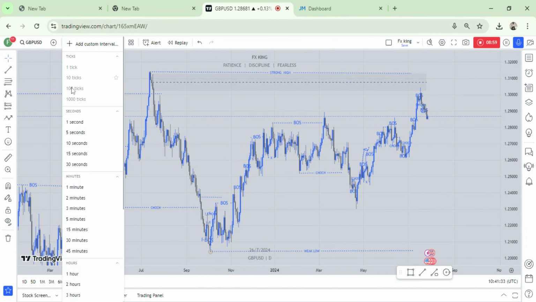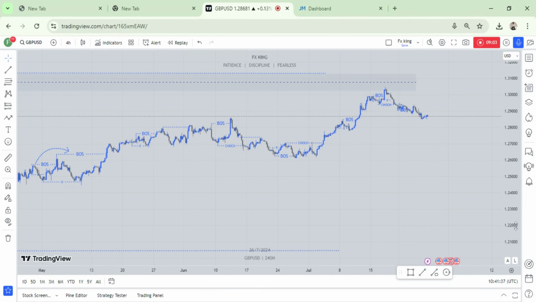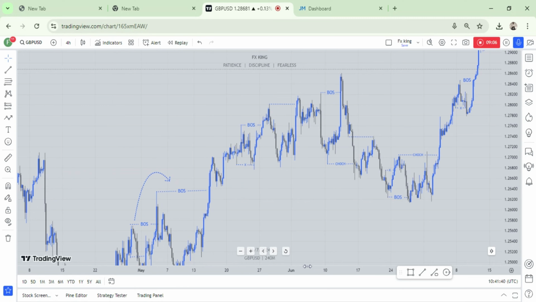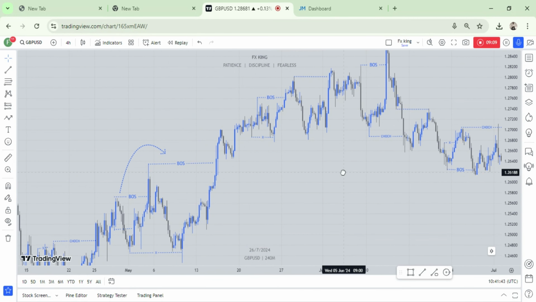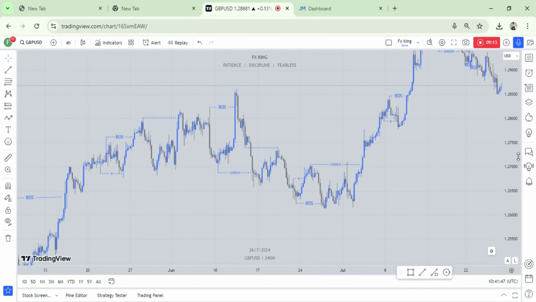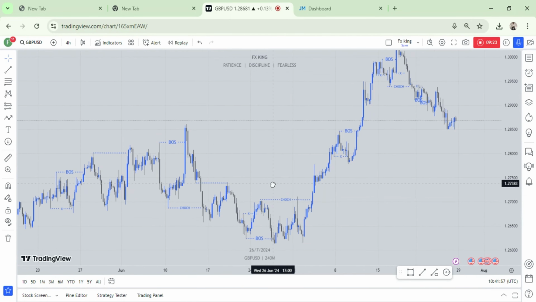So if you switch now over to the 4 hours time frame, you mark your structure, right? You make sure you mark your structure, but keep in mind where your daily break of structures are, your weekly break of structure, and your 4 hours break of structure. You can trade any of them, but you need to keep in mind where those breaks of structure are.